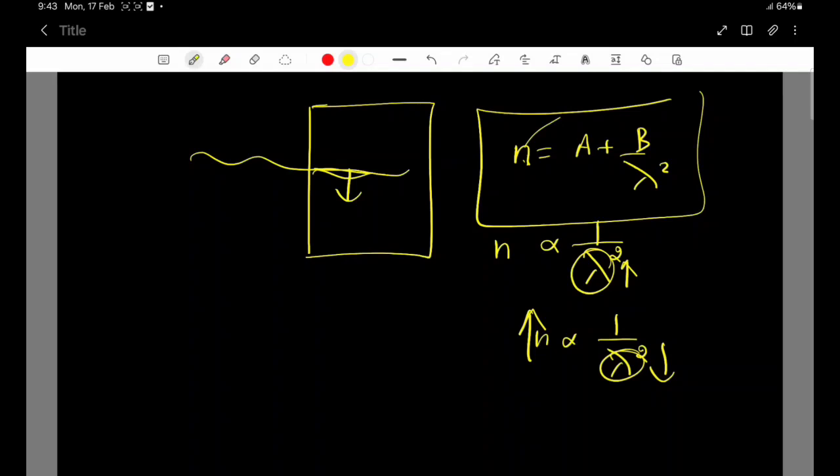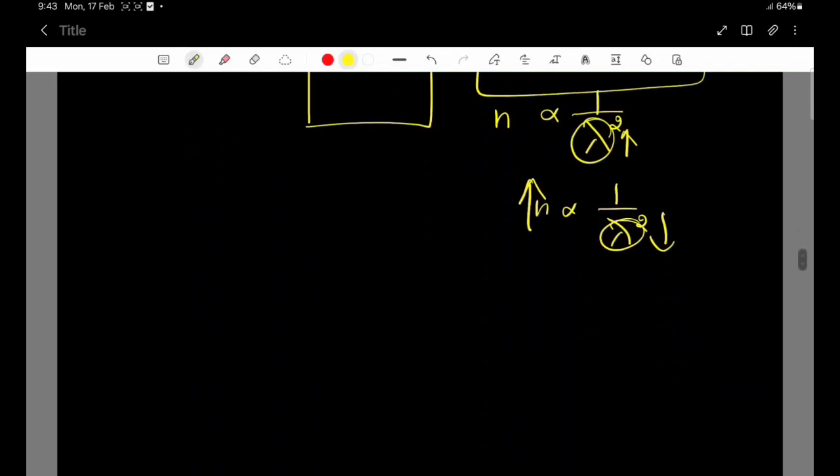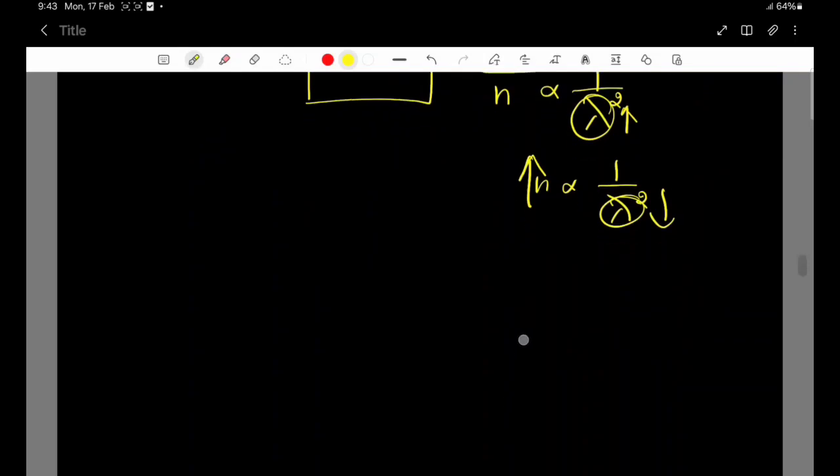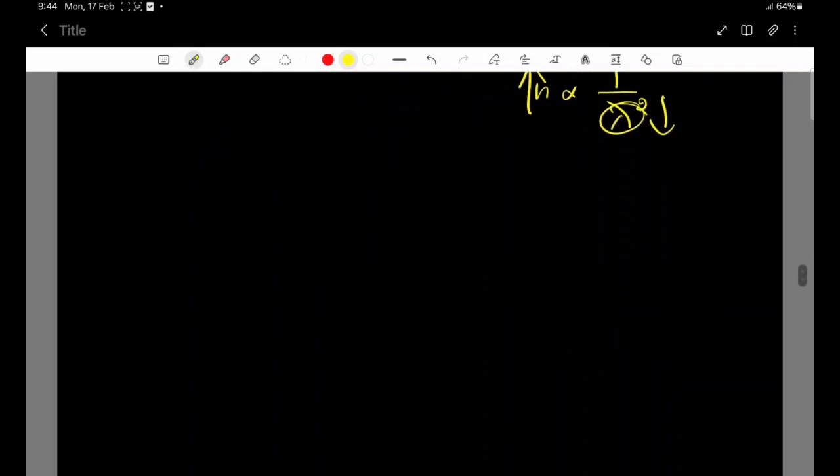Okay. Now we can see the various relationships one by one. I will tell you the optical path length. After discussing that, we can go for the lateral shift formula.